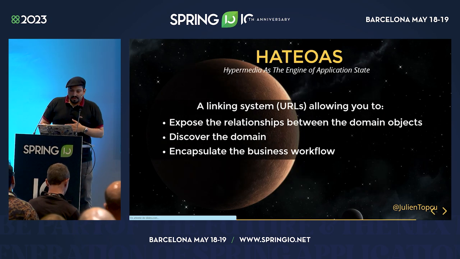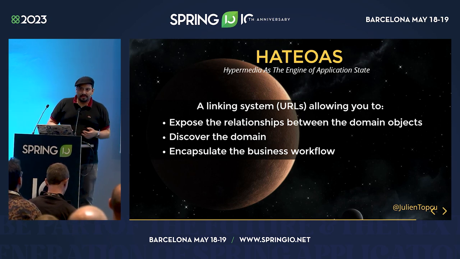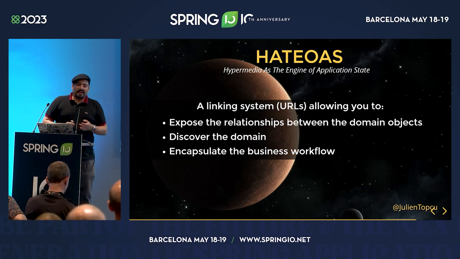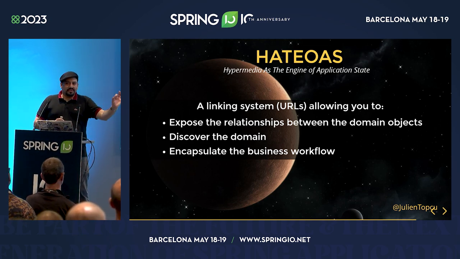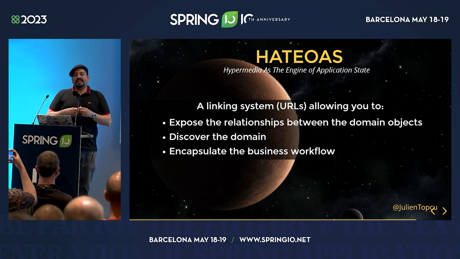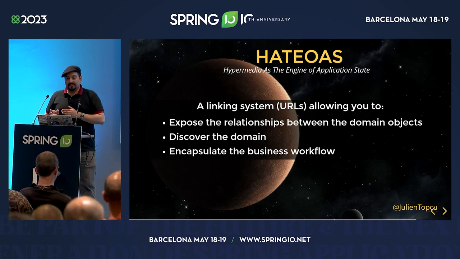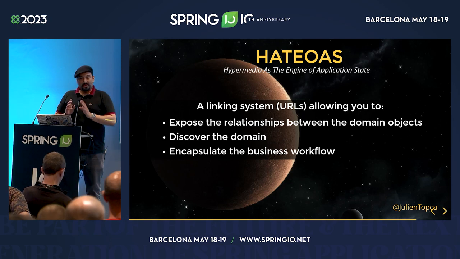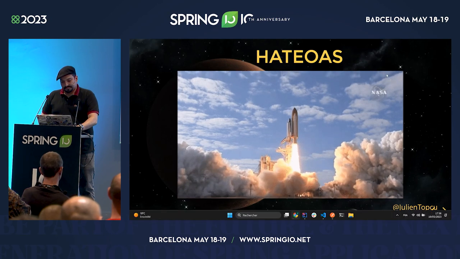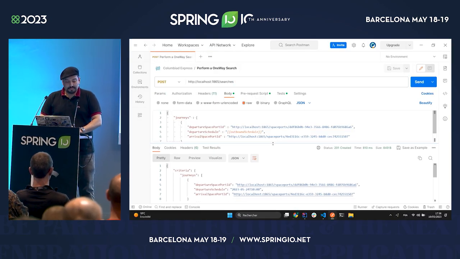So hypermedia controls also have another name, HATEOAS, which is a really ugly name. It stands for hypermedia as the engine of application state, and I really like engine of application state because it sounds like, you know, behavior. So what is HATEOAS? This is a linking system allowing you to expose the relationship between the domain objects, discover the domain, and encapsulate the business workflow. And I will now do a little demonstration of that. So here, let's go back to Postman.